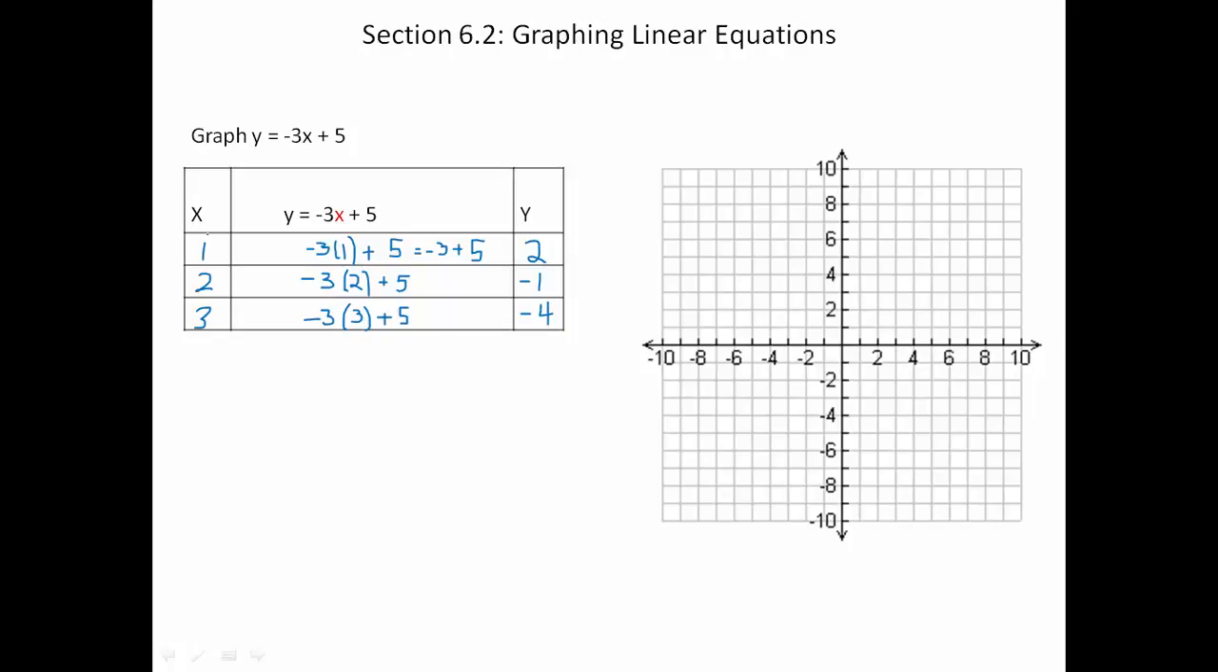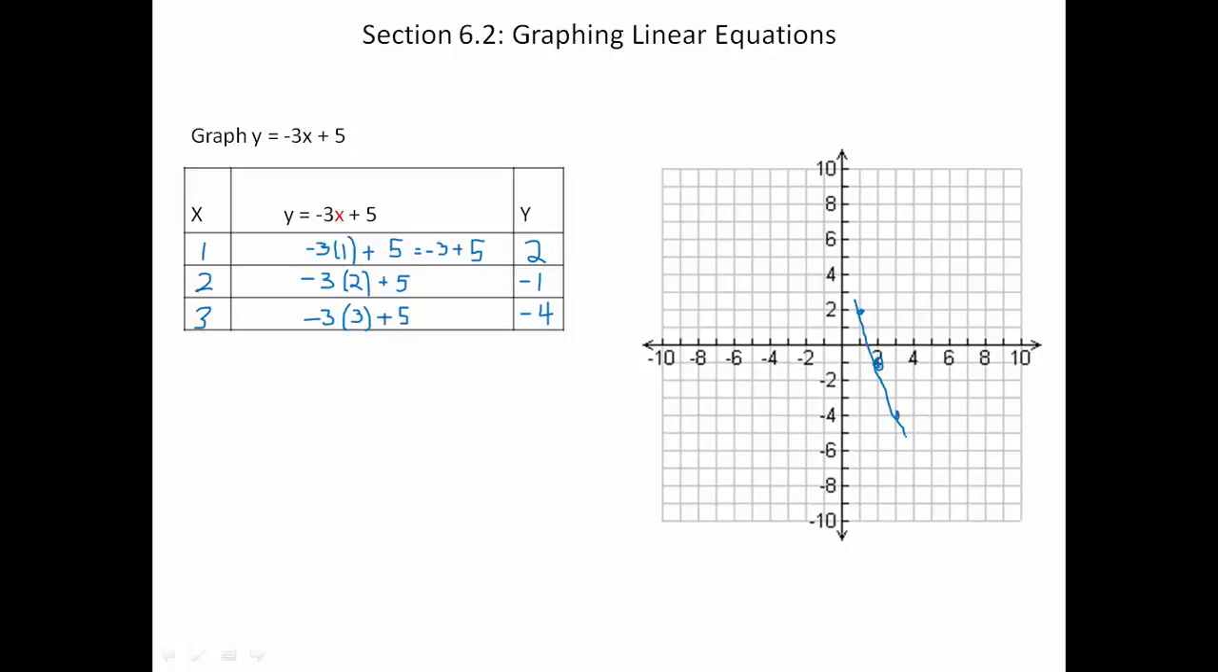So let's graph this. My first point is 1, 2. That's easy, over 1 and up 2. My next point is 2, negative 1, which means I go over 2, but now I'm going down 1, so it's right here. And my last point is 3, negative 4. So I go over 3, and I go down 4. And one reason that I like to do 3 points is if you do it right, they should line up, so that gives you a good feel for it.